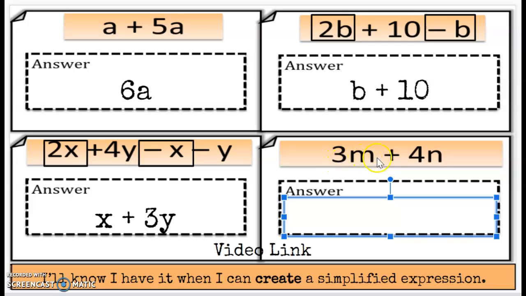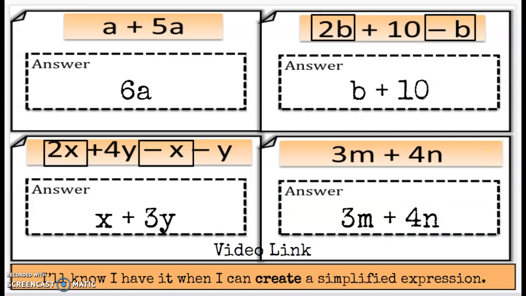This one, I have 3m plus 4n. There is nothing to combine because there are no like terms. So I'm just going to rewrite it down here. 3m plus 4n. And that is the simplified expressions for this slide.